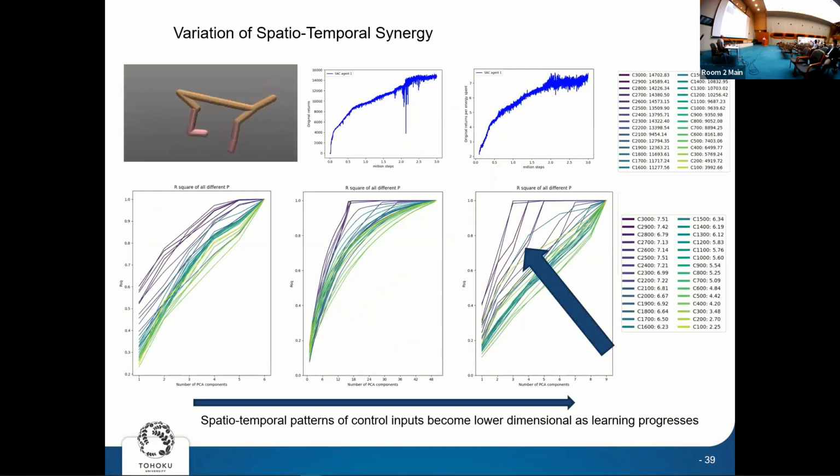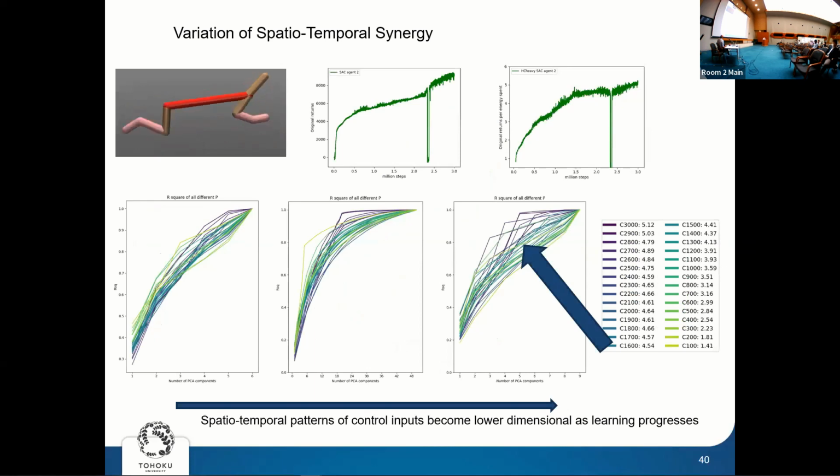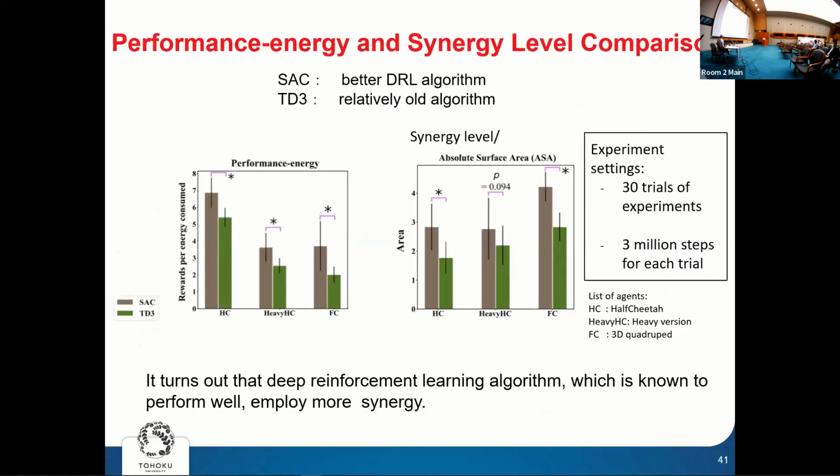Of course, we change the mechanical condition. This is a normal agent, and we change to a heavier trunk. Of course, the spatial-temporal pattern gets slower and different, but the process of how the synergy emerges is the same. And the interesting point is that there is a relatively old reinforcement learning algorithm and a new algorithm. SAC is well known and a very high-performing deep reinforcement learning algorithm, and this nice algorithm uses synergy more across all different conditions.